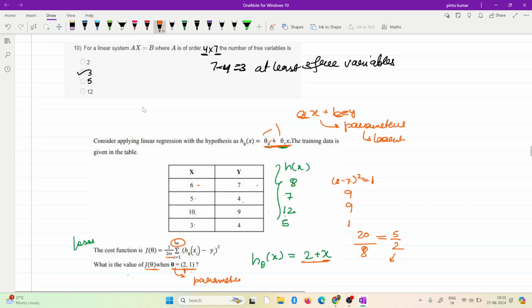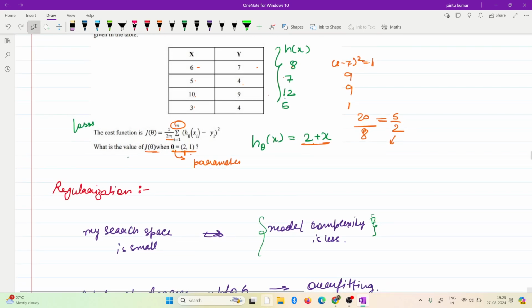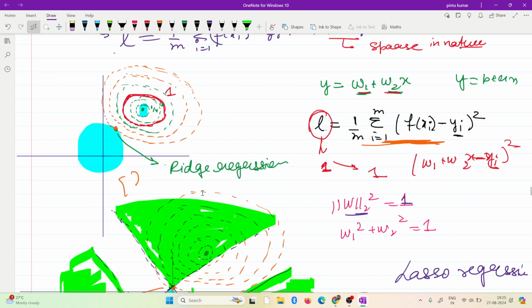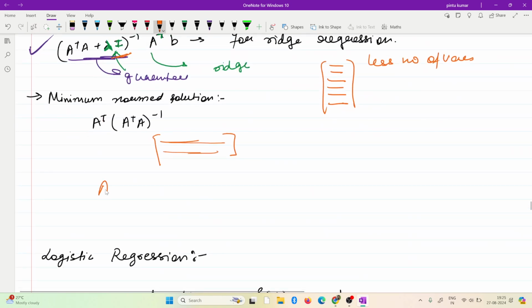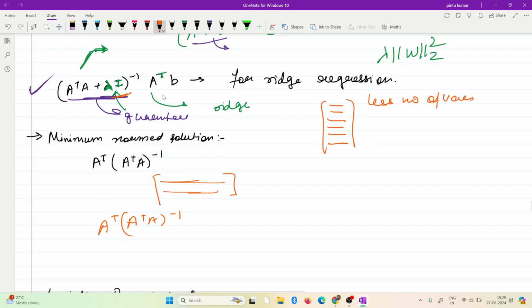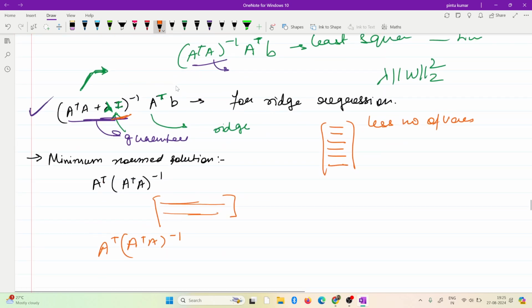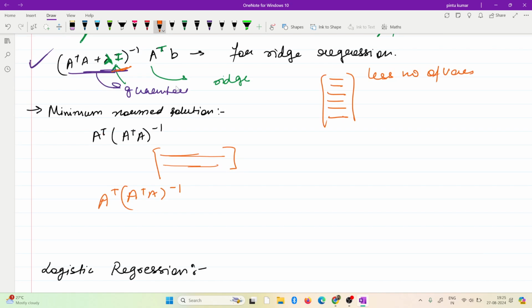this example or that 4 cross 7 example, right? In that case, your solution is given by A transpose A inverse. So just the positioning of your A transpose changes, and the rest is the same, and then B, obviously. This is your minimum norm solution.